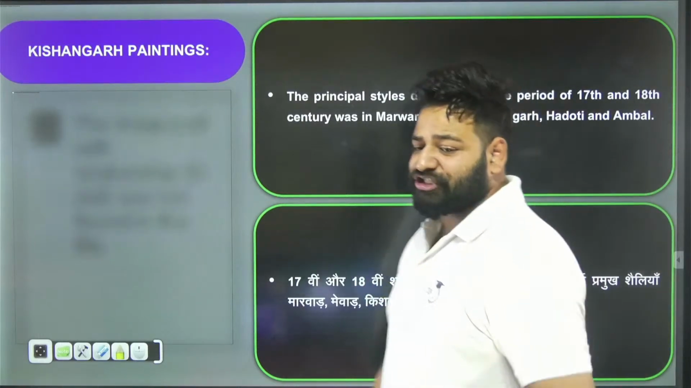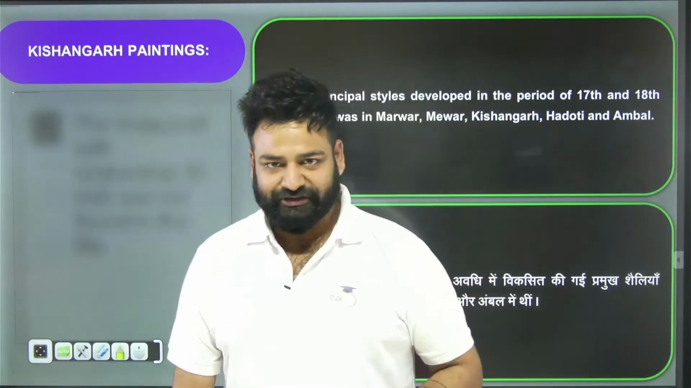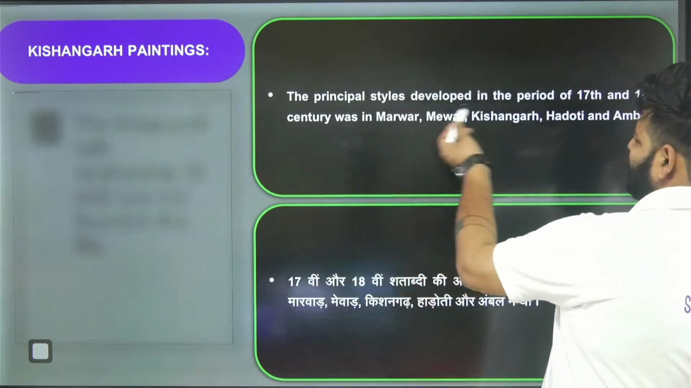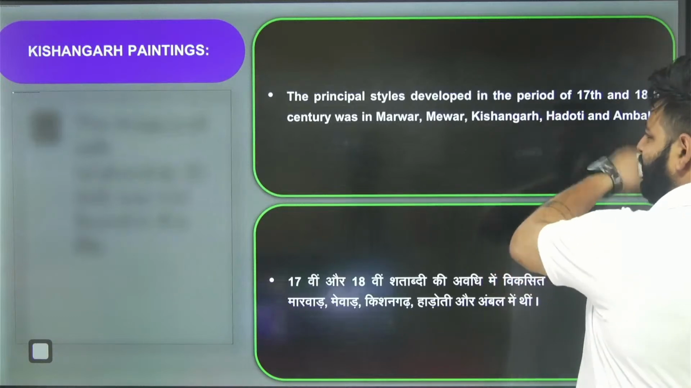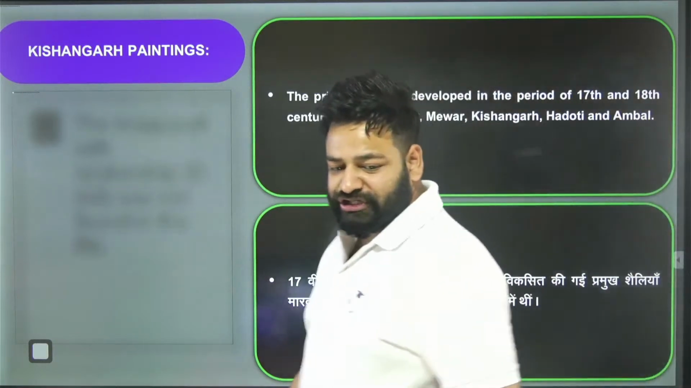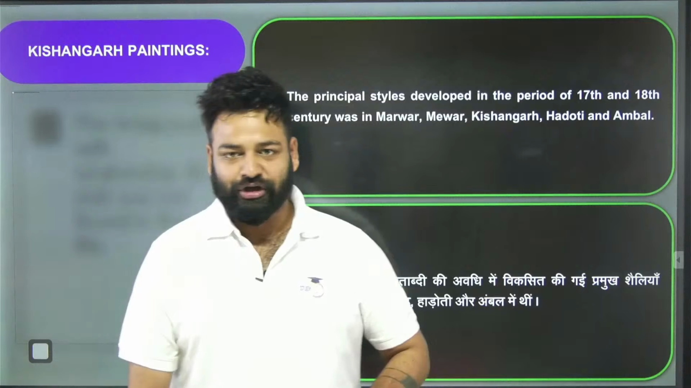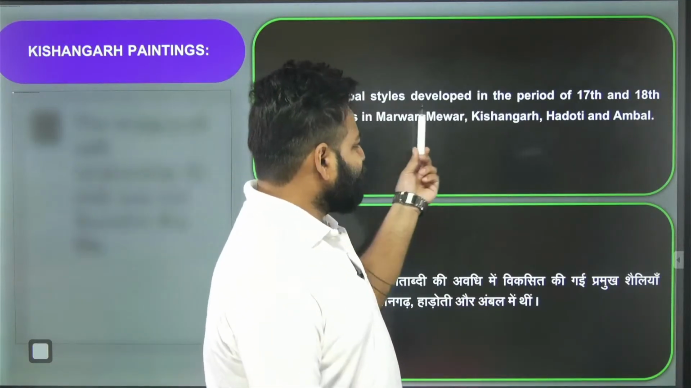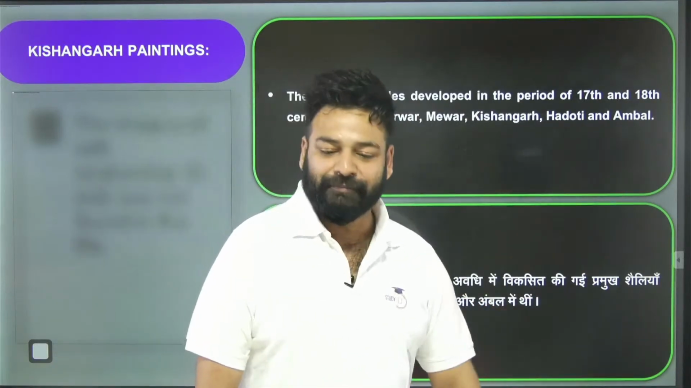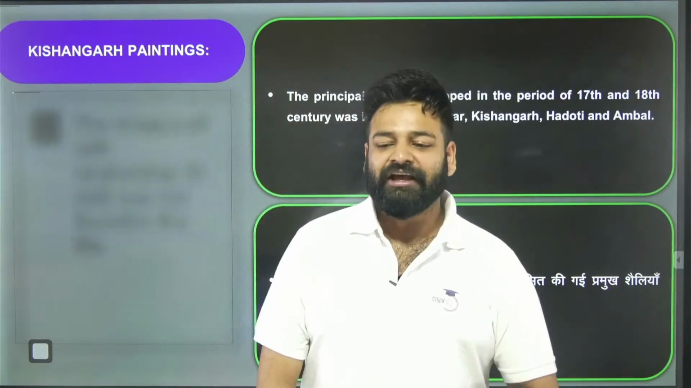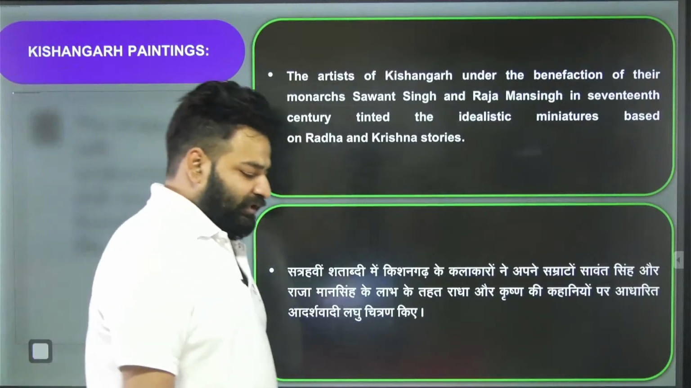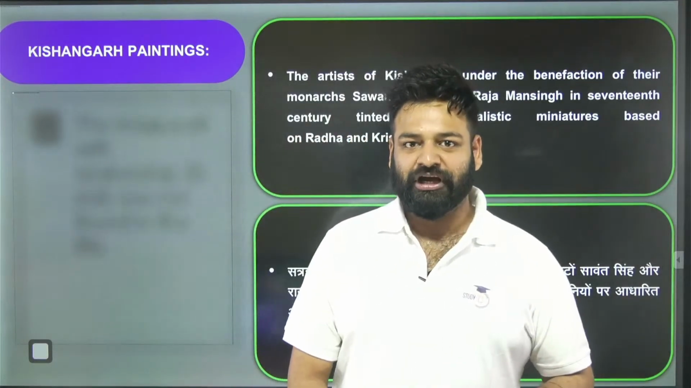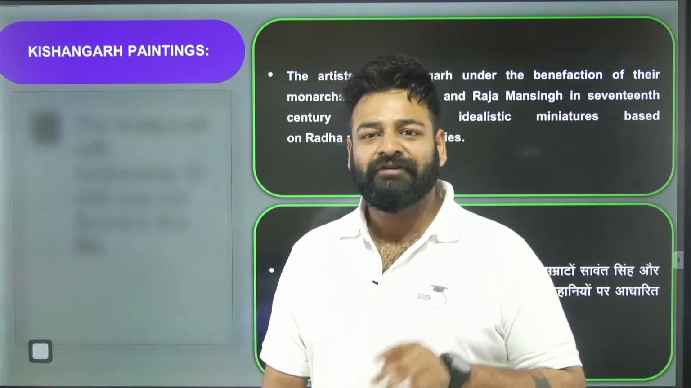Next comes Kishangarh. Kishangarh school of painting. What was the theme? The primary styles developed in the period of the 17th and 18th century in Marwar, Mewar, Kishangarh, Hadoti and Amber. So, the locations for the Kishangarh school of painting are Marwar, Mewar, Kishangarh, Hadoti and Amber. And when did it come into prominence? In the 17th and 18th centuries. So, Fard school, Kajli and Kishangarh, they all belong to the Indian miniature school of Rajputana.